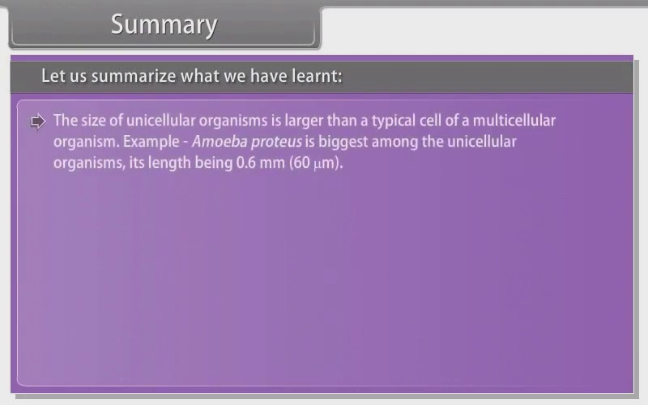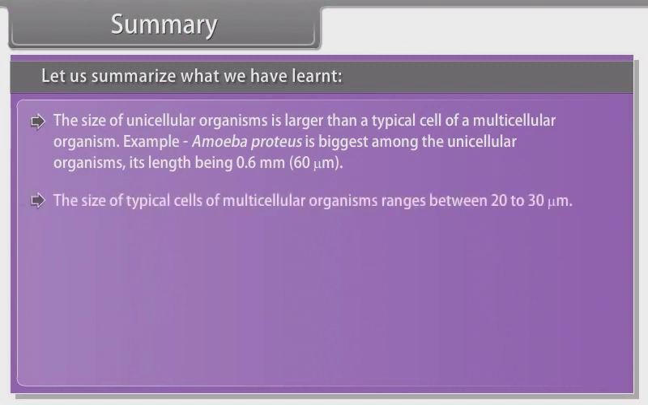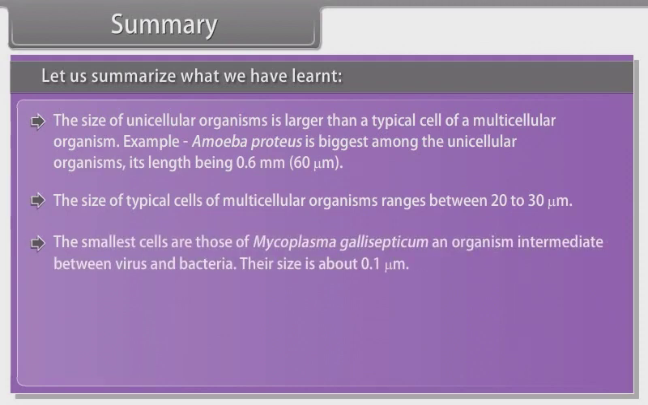The size of unicellular organisms is larger than a typical cell of a multicellular organism. Example, Amoeba proteus is biggest among the unicellular organisms, its length being 0.6 millimeter, that is 600 micrometer. The size of typical cells of multicellular organisms ranges between 20 to 30 micrometer. The smallest cells are those of Mycoplasma gallisepticum, an organism intermediate between virus and bacteria. Their size is about 0.1 micrometer.